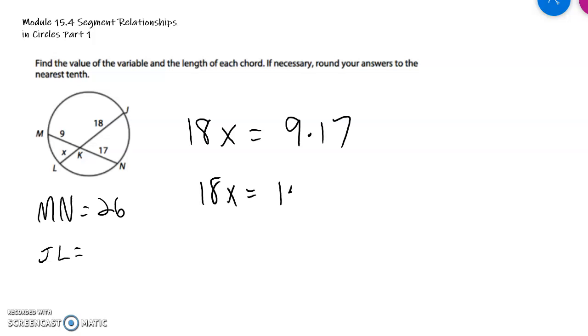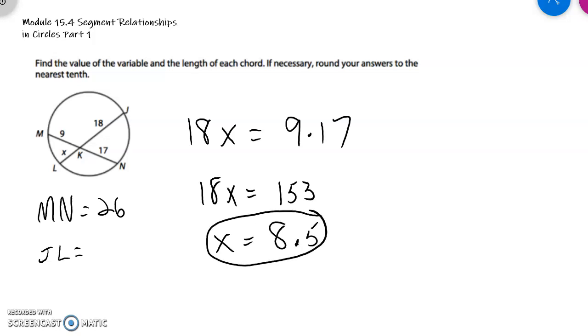9 times 17 is 153. Divide by 18, and you get X is equal to 8.5. So that's the value of X. We plug that into segment JL, and we got to add 18 to that. So that is 26.5.